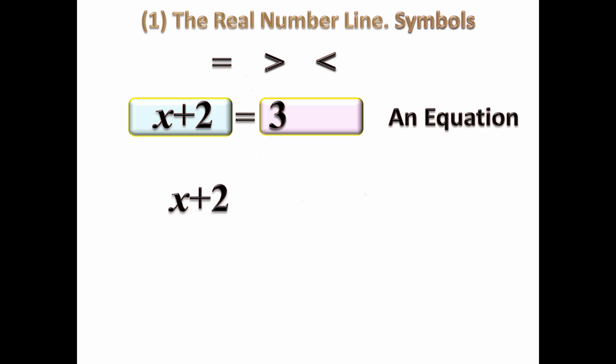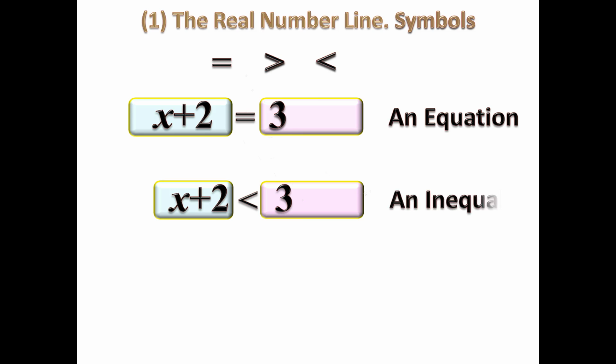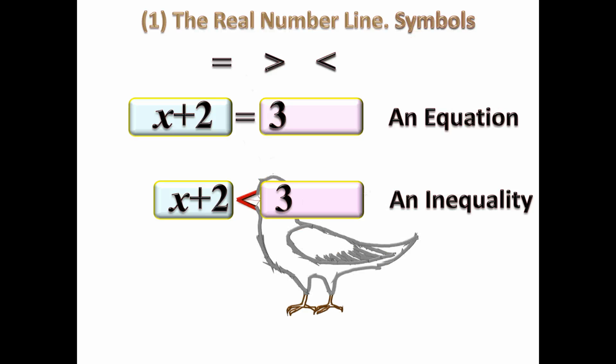If for some reason the left one is smaller than the right one, we can use the symbol of inequality, and it will be an inequality. But how to read this? We can use our helper. Our bird is always greater than an insect. I remember that. So x and positive 2, or x plus 2, is less than 3.